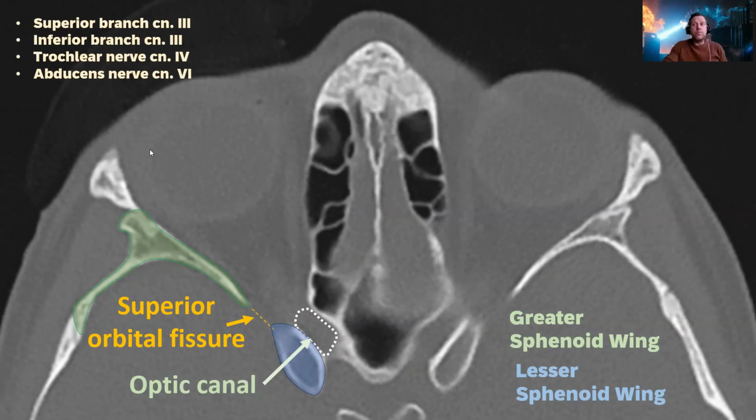enters the oculomotor nerve, which has two branches. By the time it enters the superior orbital fissure, it has divided into a superior branch and an inferior branch. The superior branch is responsible for the innervation of the superior rectus muscle and also the levator palpebrae superioris, and the inferior branch innervates the remaining extraocular muscles innervated by the oculomotor nerve.